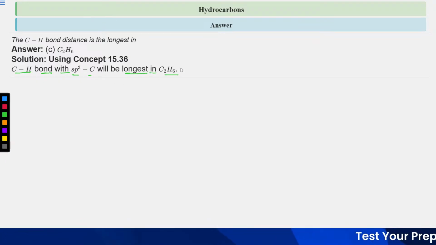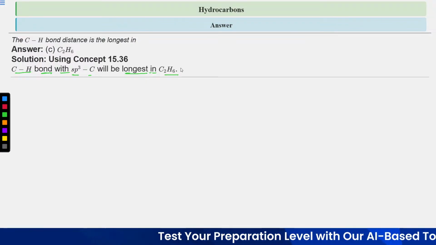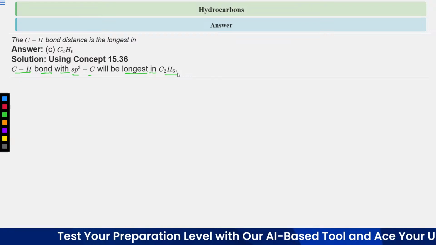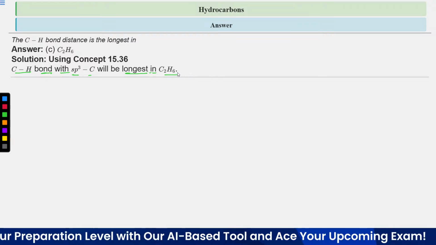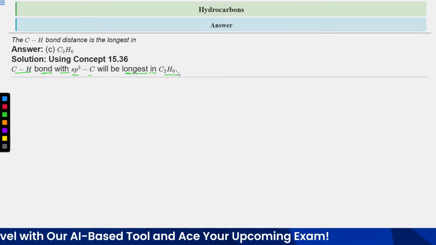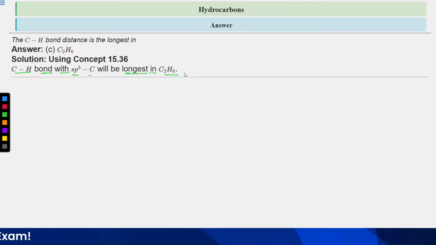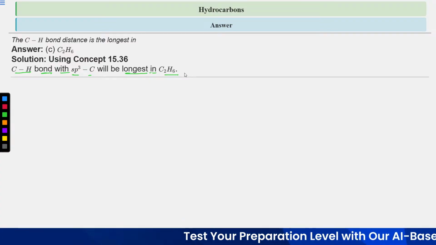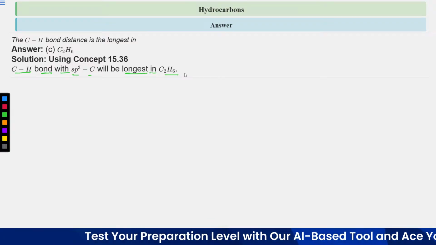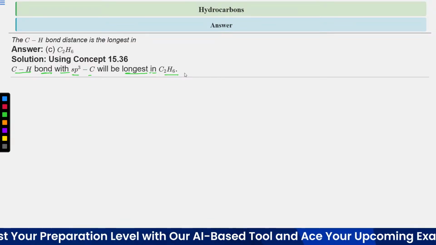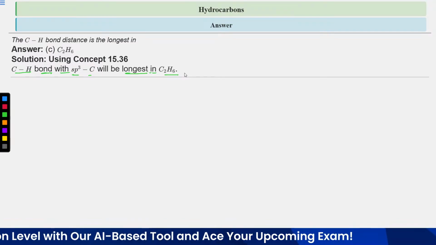Okay. So if the bond is single, not double, not triple, and the carbon has sp3 hybridization, that means that bond distance will be the longest. And if you observe the options, both conditions are present in the C2H6 molecule, right? So the longest CH bond is in C2H6. Thus, the correct answer is option C.